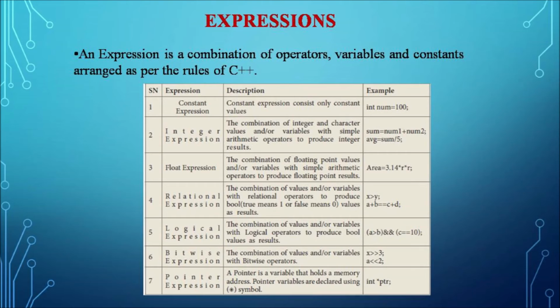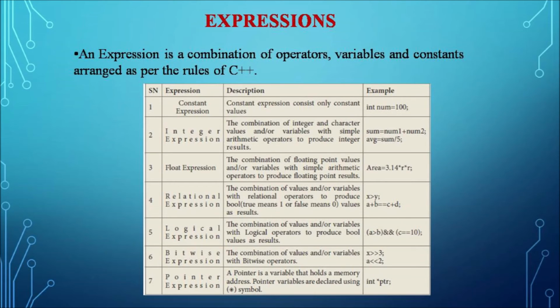Here you see area is a variable, equal to is an operator, again 3.14 is a constant. We are going to multiply r into r. So this floating point result will be stored in the variable called area. And the next one is relational expression. Now we are going to store a relational value, that is either true or false. It is going to check a condition and store the result, a boolean value, true or false, in a variable.